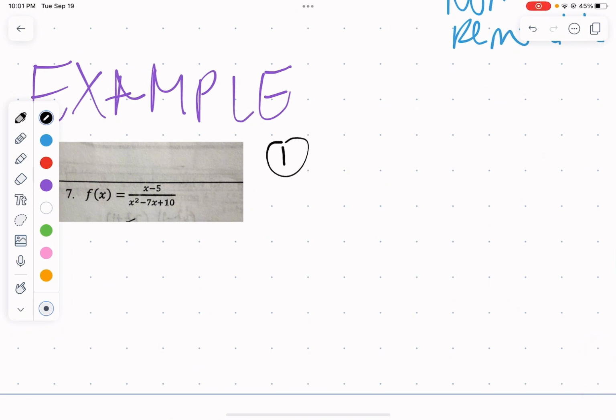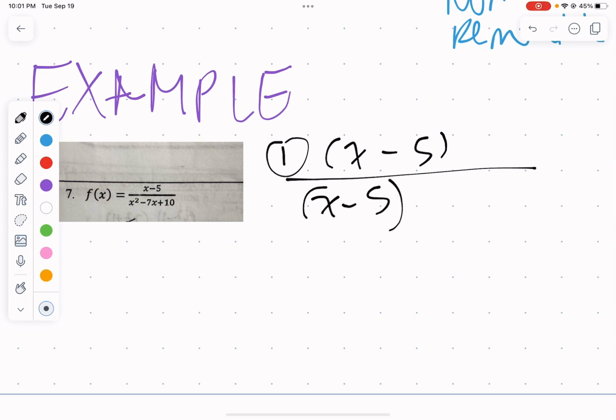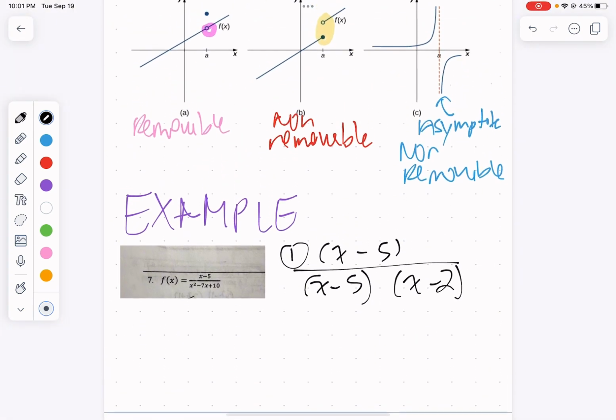First step is to, if you can, factor what you have. So we have x minus 5 on top, which can't be factored anymore, but this x squared minus 7x plus 10 can be factored. It factors to x minus 5 and x minus 2. This is what it factors out to.